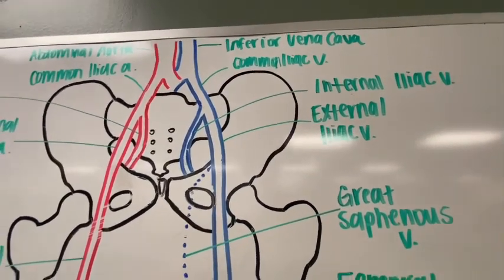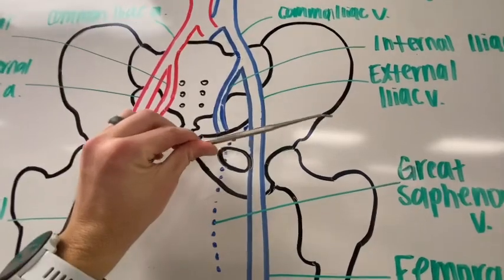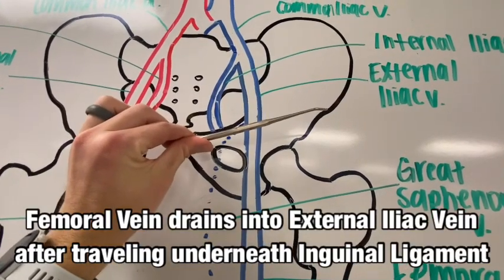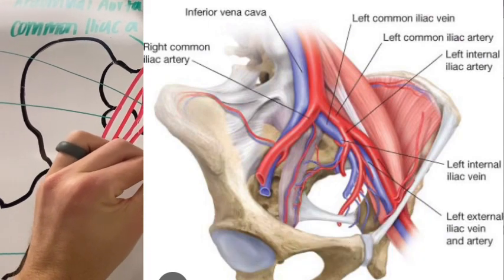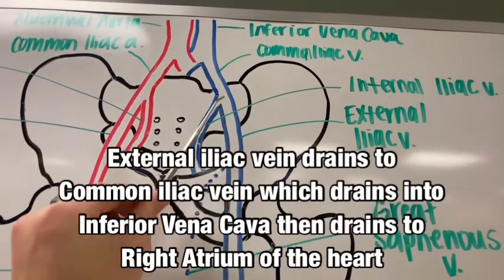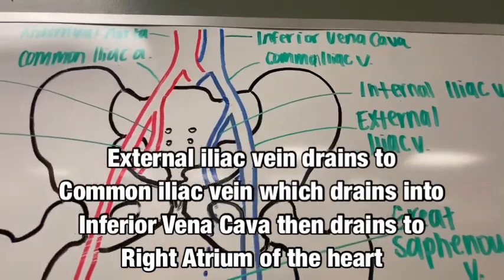Internal iliac, external iliac. This is a better view of the front side. My probe would be the inguinal ligament right now, as the blood would drain back to the external iliac, common iliac, and inferior vena cava.